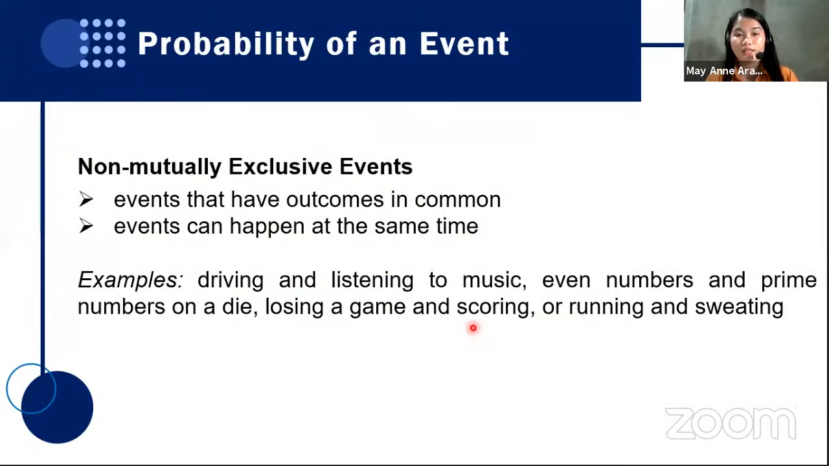And for the non-mutually exclusive events, it's just the opposite. These are events that have outcomes in common and can happen at the same time. Examples are driving and listening to music. Even numbers and prime numbers: we have one even prime number which is 2, so they have an intersection. Then losing a game and scoring: you can lose a game but still have a score. And running and sweating, of course. These events can happen at the same time.